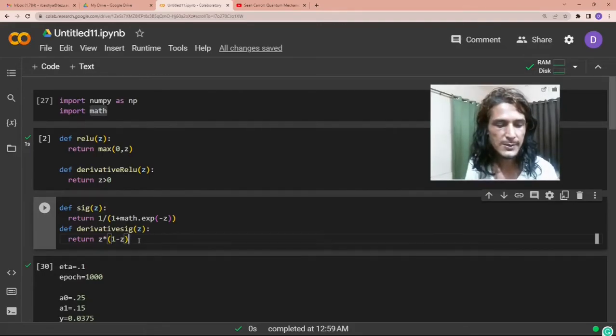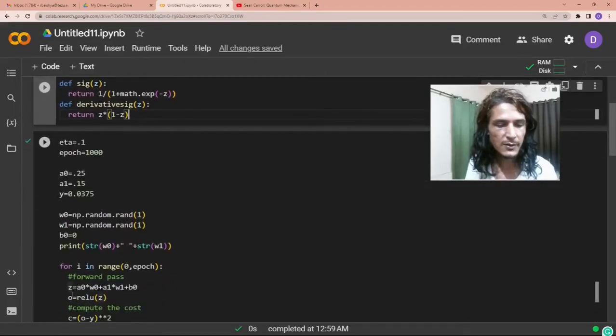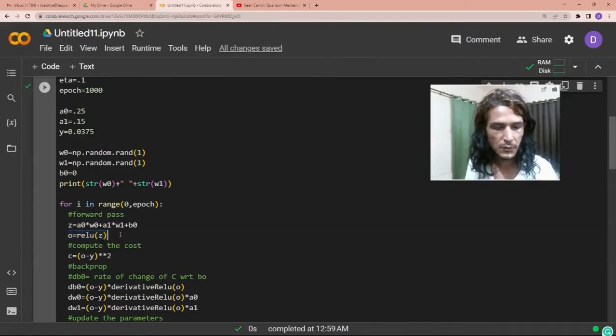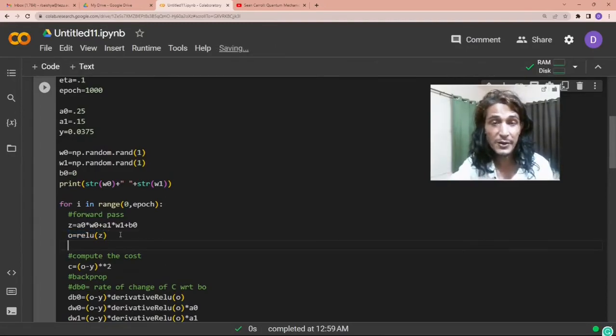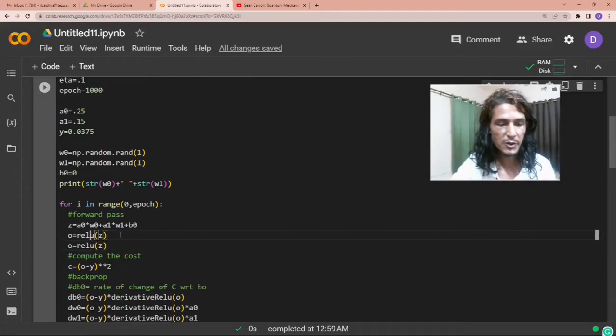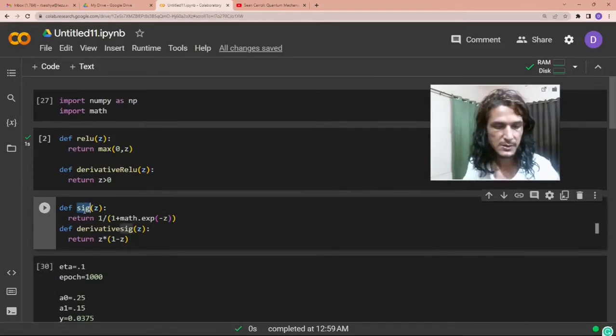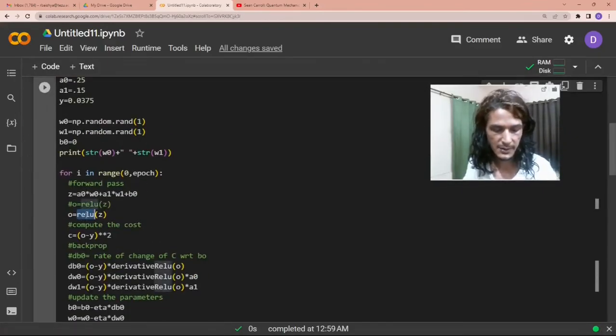Now we have to make the changes in our code. Wherever we are calling relu, we replace relu by sigmoid. This is where we replace. So instead of calling relu, now we'll be calling the sigmoid function. See, here I'm commenting out relu and replacing it with its counterpart, the sigmoid function.